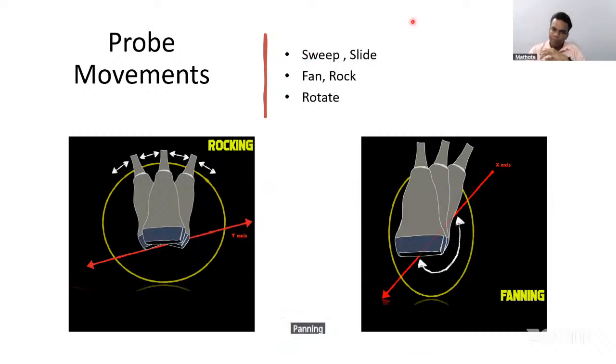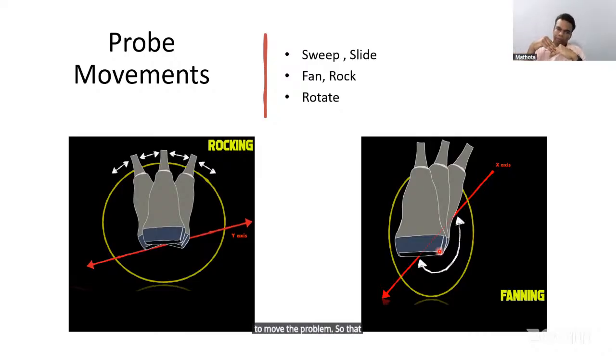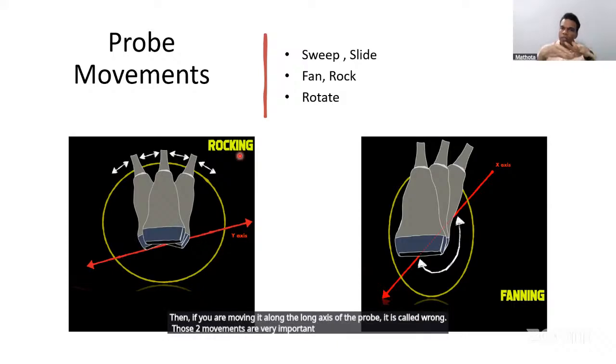Panning means you keep the probe on the animal body. This area is called the footprint. It touches the animal body. So we keep the footprint on the animal body, then move the tail of the probe like this. You move the probe. That is called panning. Then if you are moving it along the long axis of the probe, it is called rocking. Those two movements are very important to focus on some organs. Then you can rotate the probe clockwise or anti-clockwise. Those are very easy movements. Those are the five movements we talk about in ultrasound scan.